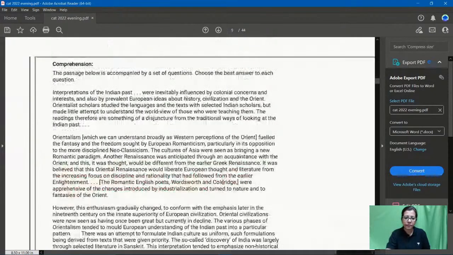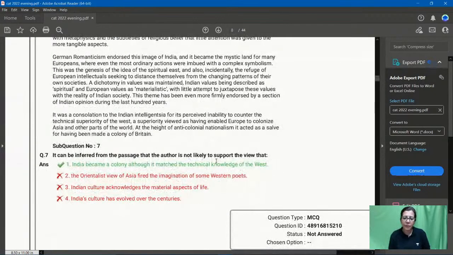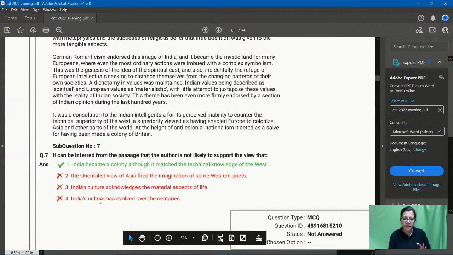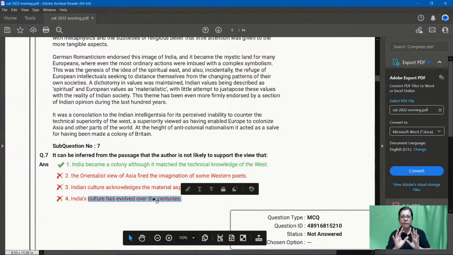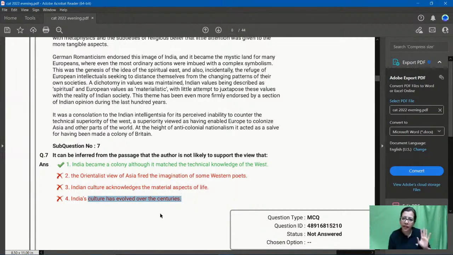Question 7. Check here. It can be inferred from the passage that the author is not likely to support the view that. He will support 3, he will not support 1. Fine. Let me check the options. India's culture has evolved over the centuries. Our author seems like a proper Indian type, he has said good things about India. Option 4 will definitely go in true. Option 3, Indian culture acknowledges the material aspects of life. I can go up and verify material. I'm sure many students must have marked this option 3.